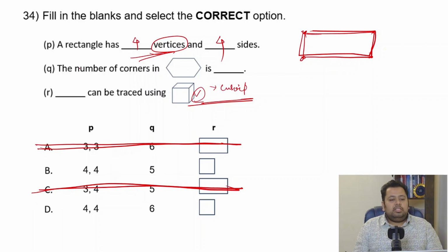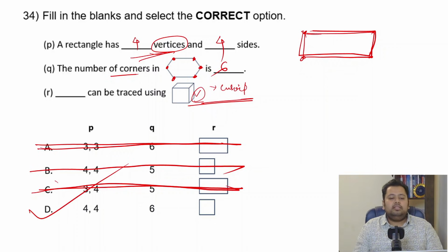Okay. Next, the number of corners in a hexagon. So how many corners are there? This is 1, 2, 3, 4, 5, 6. So this becomes 6. If this is 6, this cannot be the answer. Option D is the correct answer.